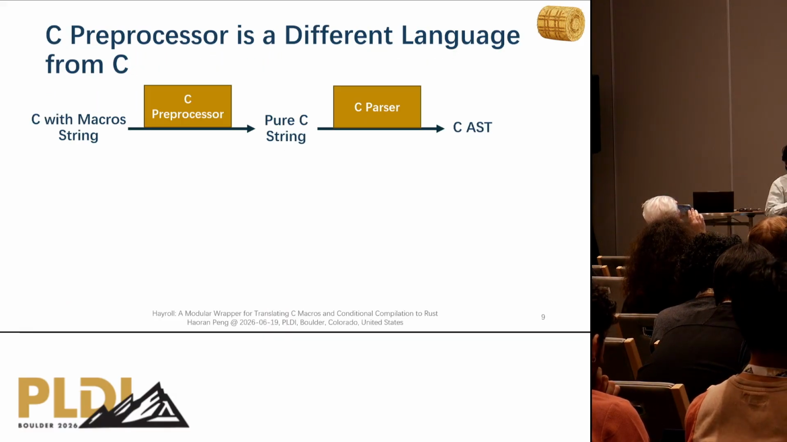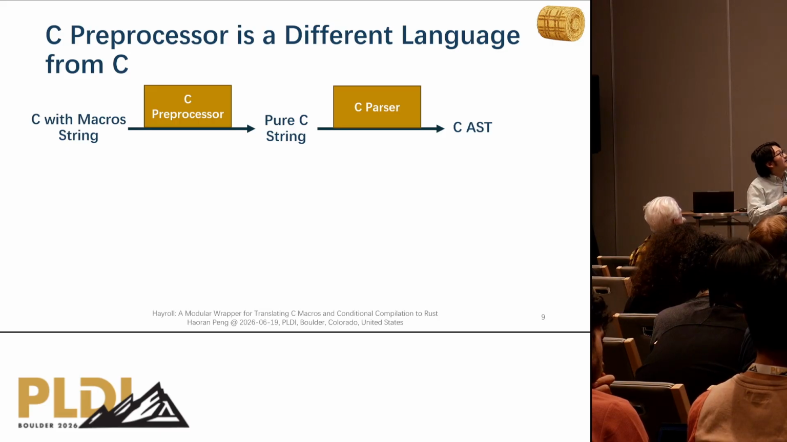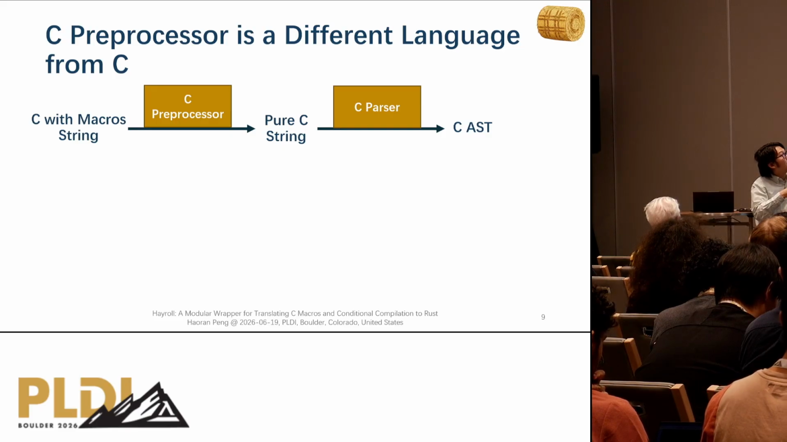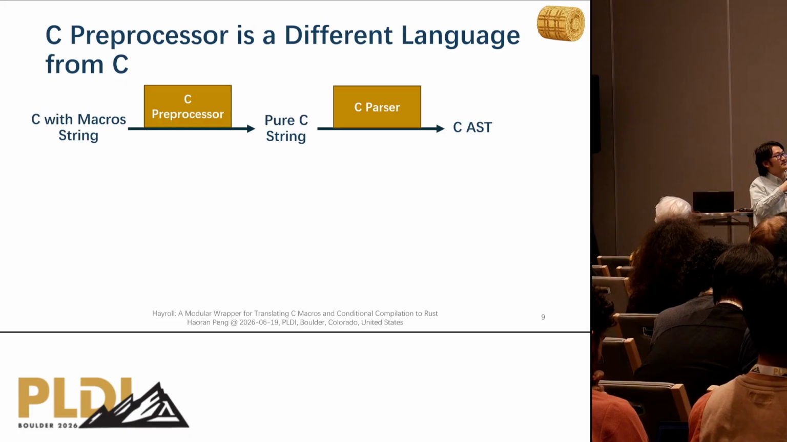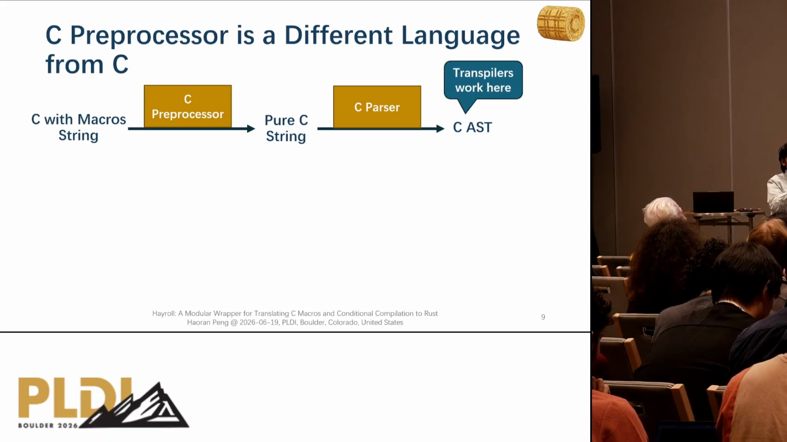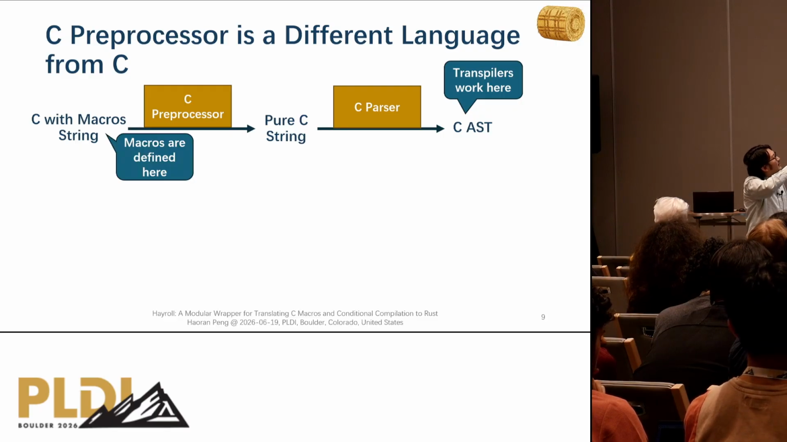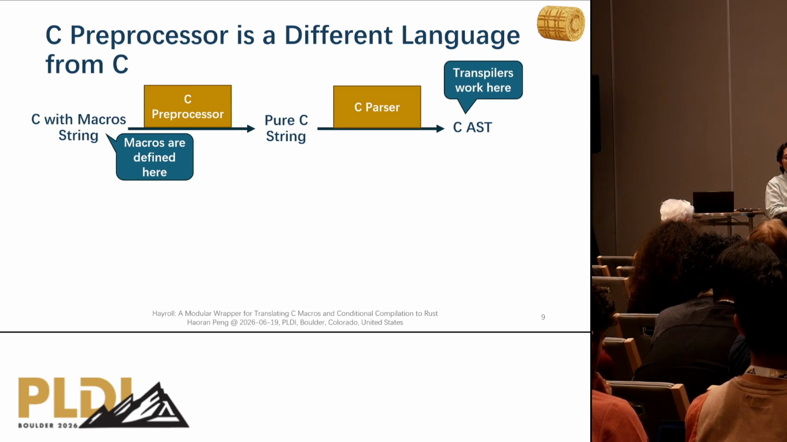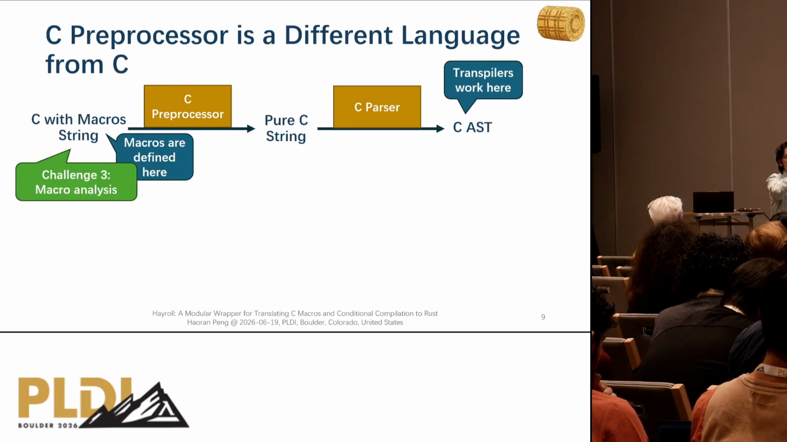If we dive deeper into this problem, we will realize why C to Rust decided to run the preprocessor. The root cause is that the C preprocessor is a different language from C itself. This is a typical C compilation pipeline where you start with C macros, which are just strings, no more than strings. You run the C preprocessor, and it's going to get you the pure C string. And then the C parser is going to parse it into a C AST. All of those transpilers work on the C AST because they are AST rewrites. But macros are defined all the way back here. They're just strings. This raises our third challenge, which is that analyzing these strings requires an entirely different technique than analyzing an AST.